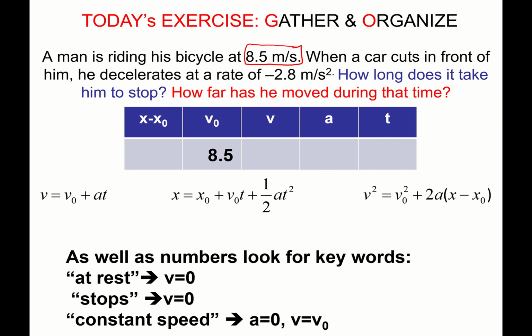Then we read further. When a car cuts in front of him, he decelerates, so he slows down at a rate of minus 2.8 meters per second squared. So that number, in meters per second squared, must be the acceleration.